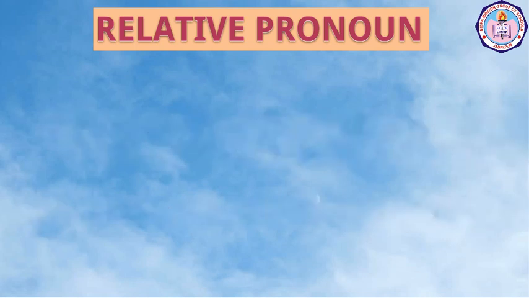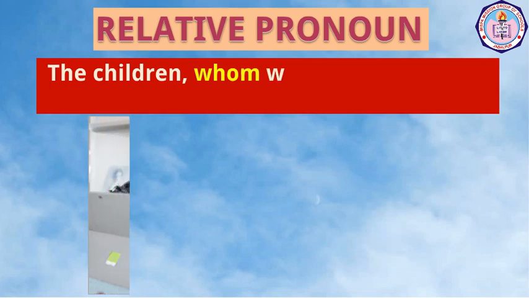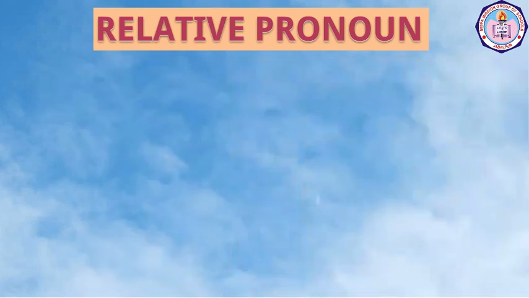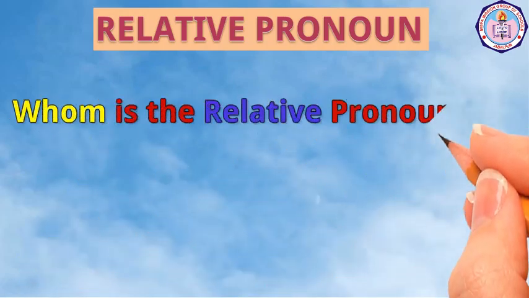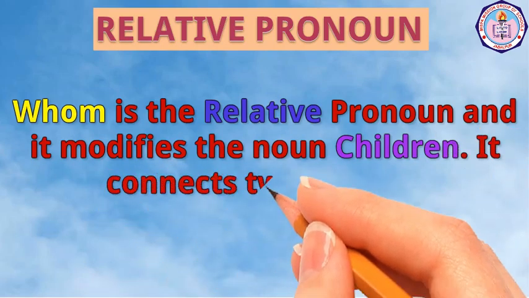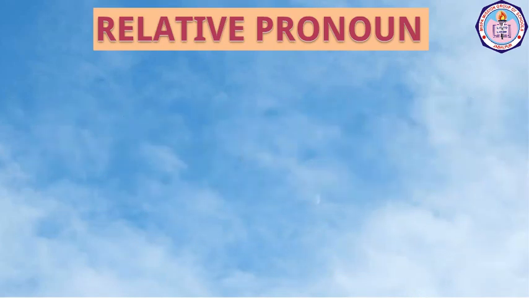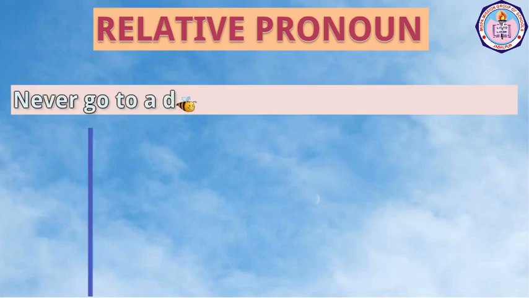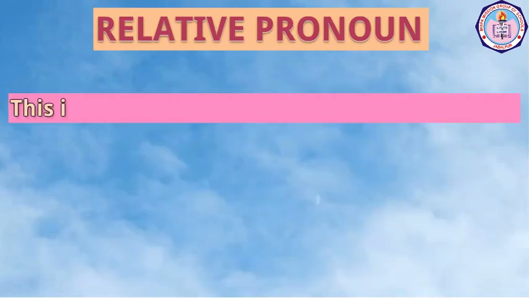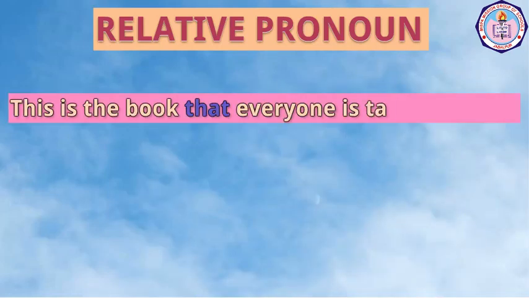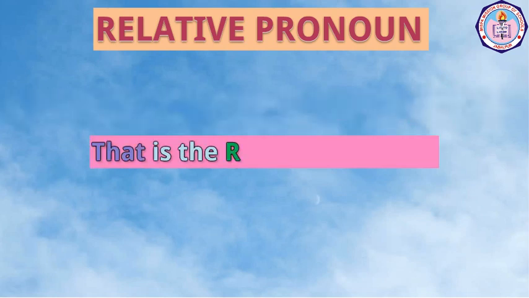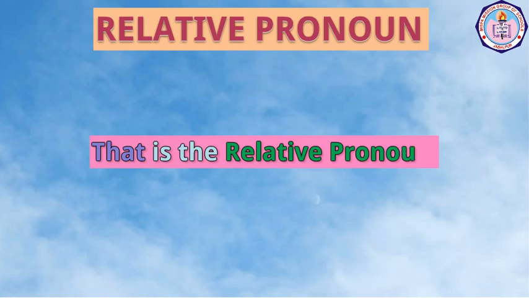Let us see another example. The children whom we love dearly need better education. Here, whom is the relative pronoun and it modifies the noun children. It connects two clauses. Another example: never go to a doctor whose reputation is bad. Another one: this is the book that everyone is talking about. Here, that is the relative pronoun and plays the same role as explained above.